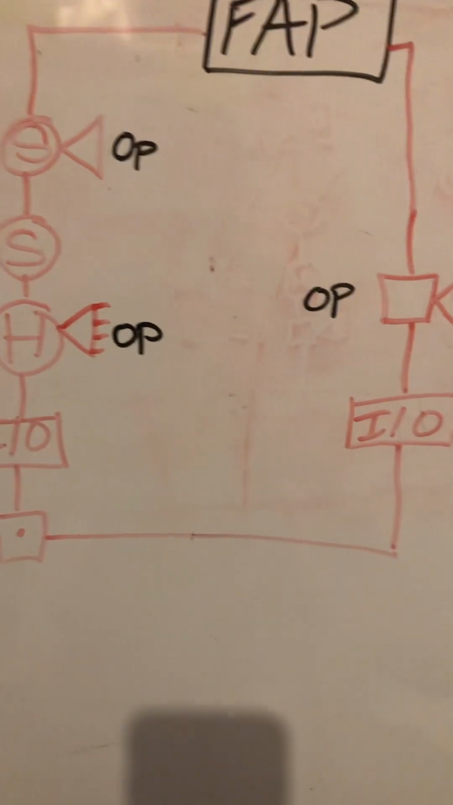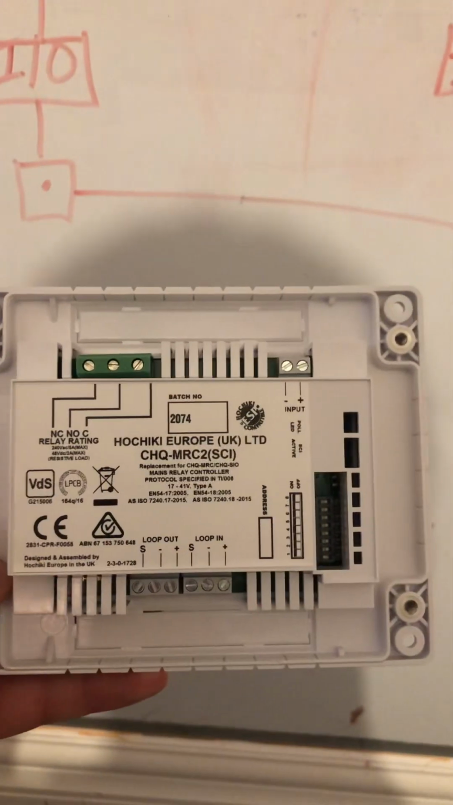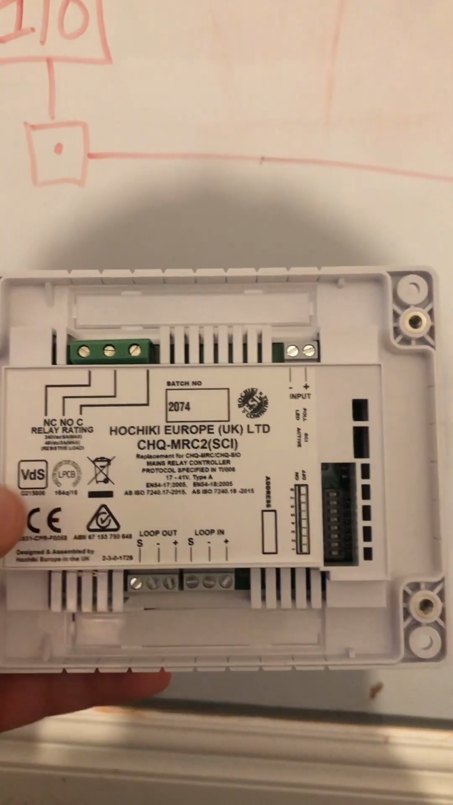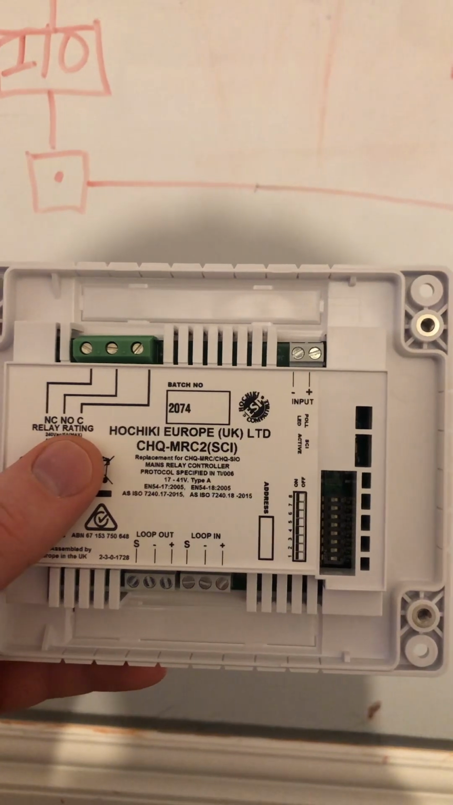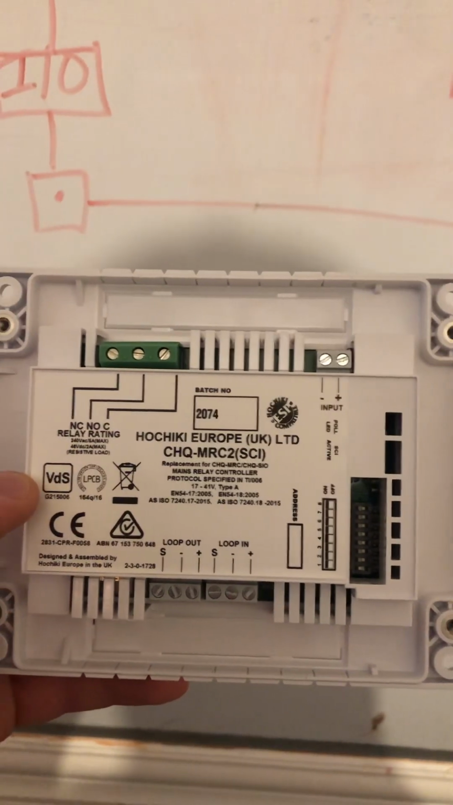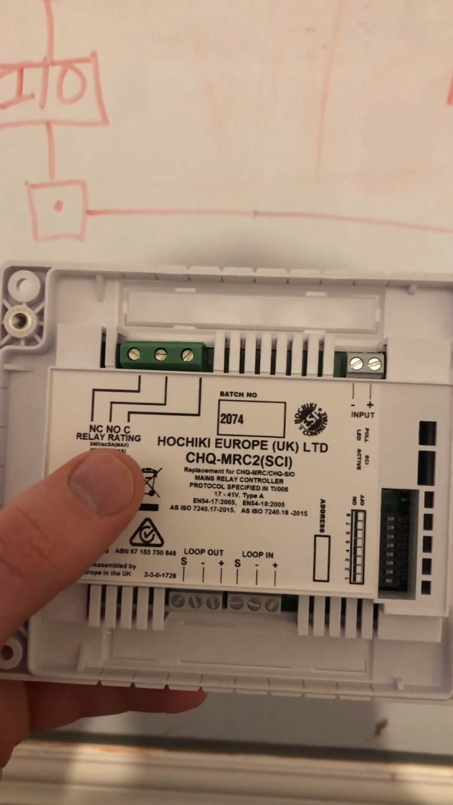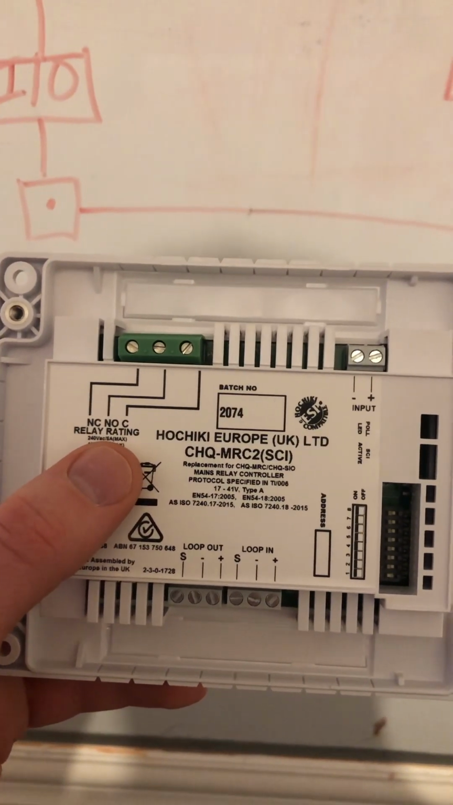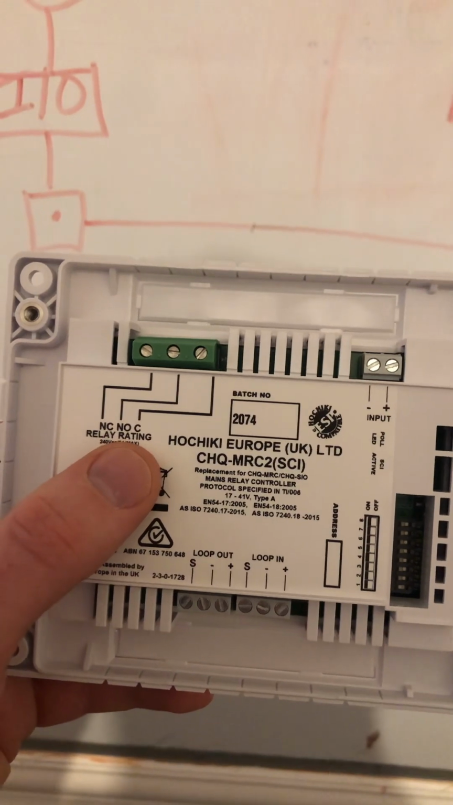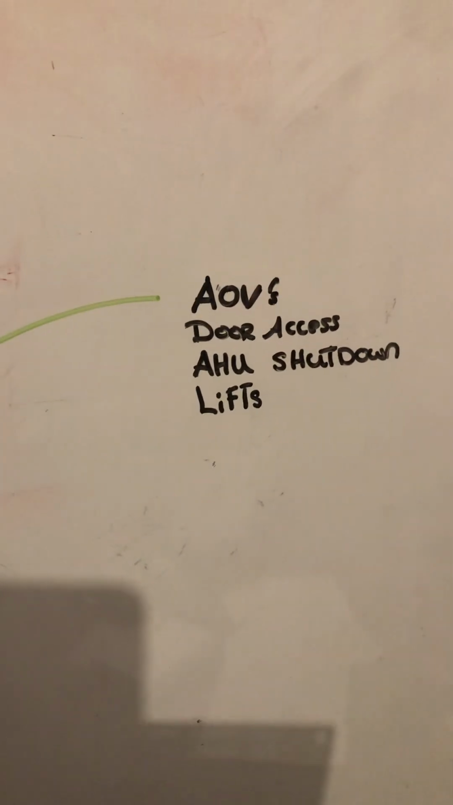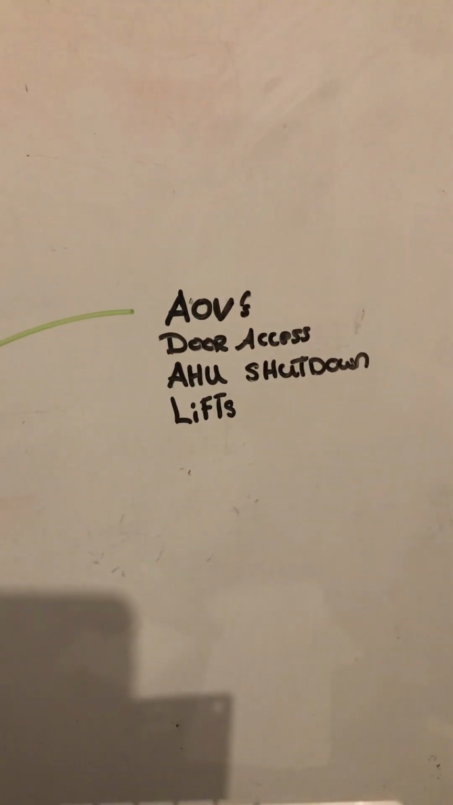And just to show you an I/O, I have a Hiki, an input output I/O. So here's your output. Let's say the fire alarm panel has gone into fire, it will in turn send information, depending on cause and effect, to open or close this relay, an output. And examples of outputs, this is where you would connect your AOVs, door access, AHU shutdown, and lifts, and many more.